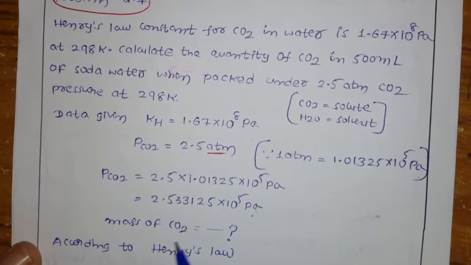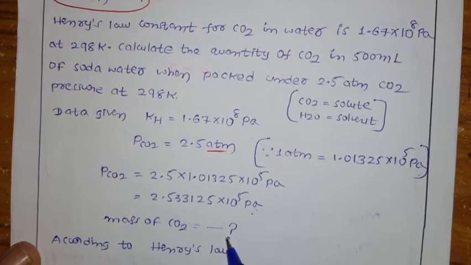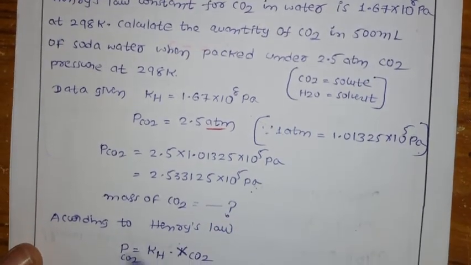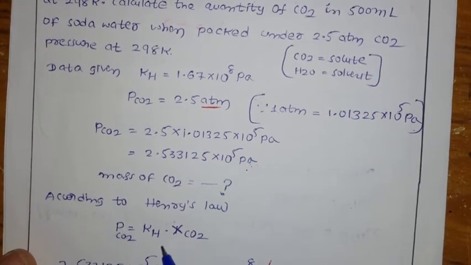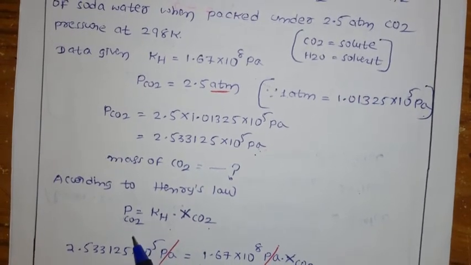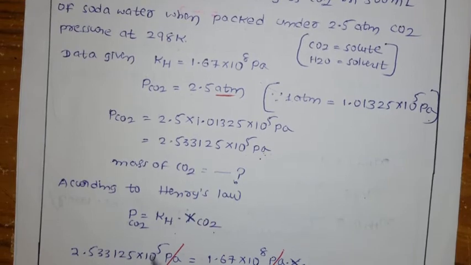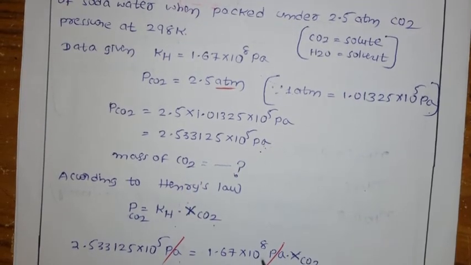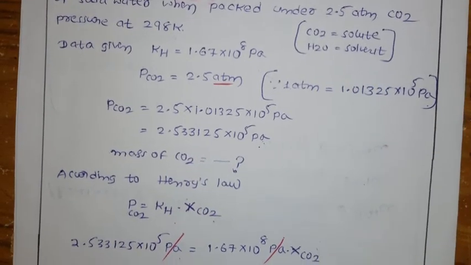Now, what do they ask? The mass of carbon dioxide is our question. As you know, according to Henry's law, the partial pressure of CO2 equals Henry's constant into the mole fraction of CO2. The partial pressure of CO2 we got here is 2.533 into 10 to the power of 5 Pascals. Henry's constant is already given, 1.67 into 10 to the power of 8 Pascal, into the mole fraction of CO2.